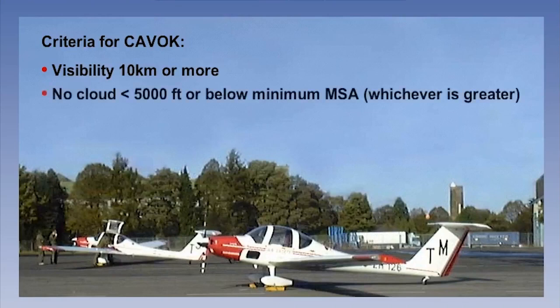Next, there must be no cloud below 5,000 feet, or the highest minimum sector altitude, whichever is the greater. No cumulonimbus present, and no significant weather. If these criteria are met, then the abbreviation CAVOK will appear in the METAR code. Note that in the example, there is no other visibility or cloud mentioned.